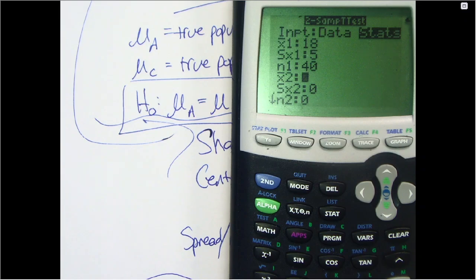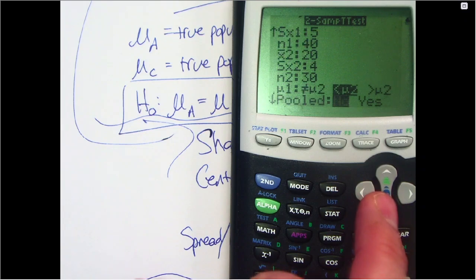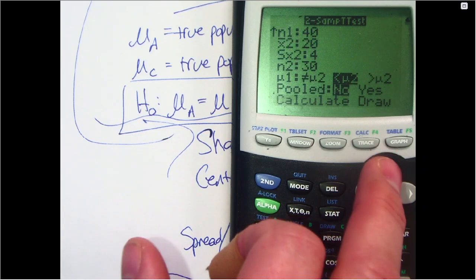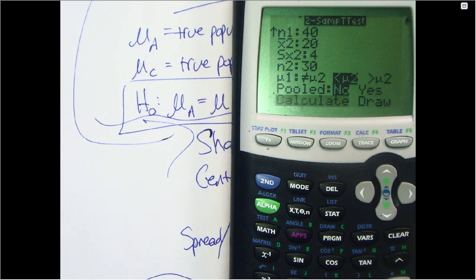And then for number 2, average is 20, standard deviation is 4, sample size is 30. We will not do pooled. So pooled will always be no. It's just a different way to do it. And the AP test accepts both ways, but to me it's like, why are there 2 ways? We can just learn 1 and we're fine. So we're just gonna learn 1 and we're fine.